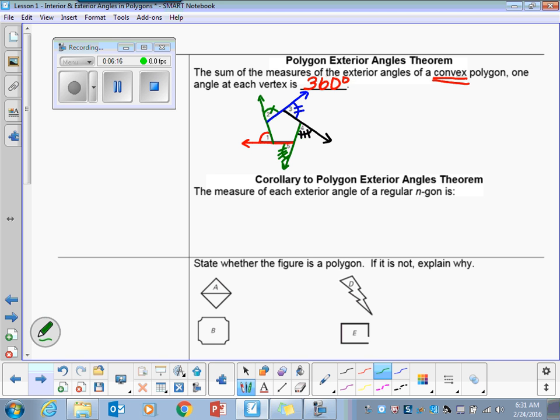There's a corollary to this theorem. Okay, it says that if we want each exterior angle of a regular n-gon, we simply take our sum and divide by the number of sides.